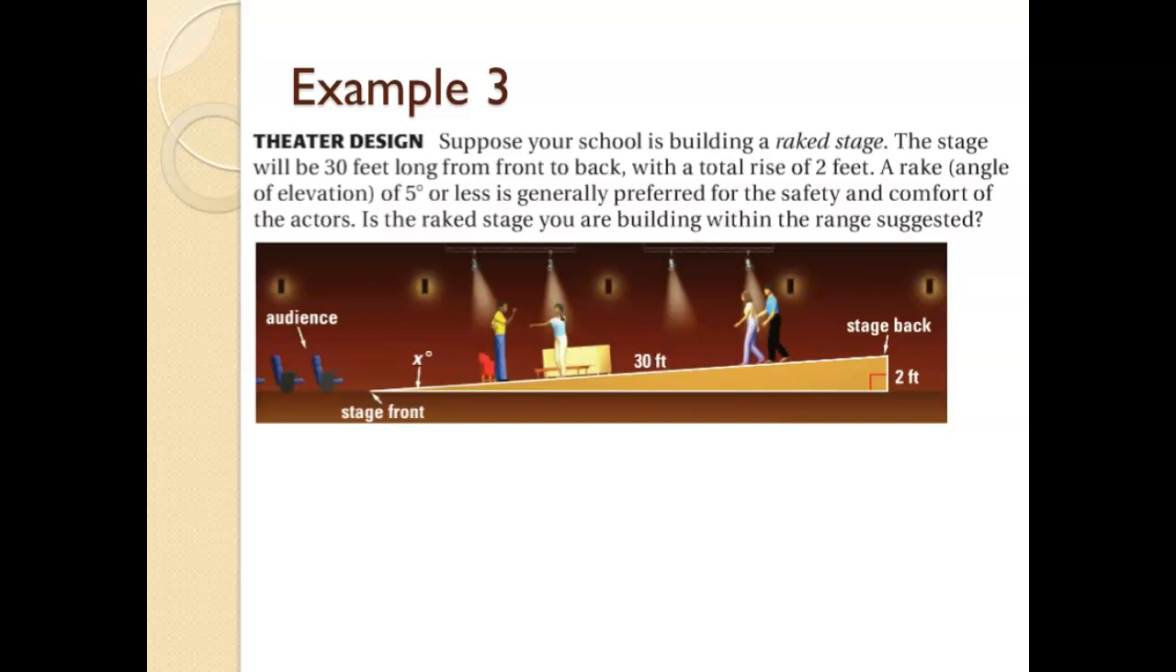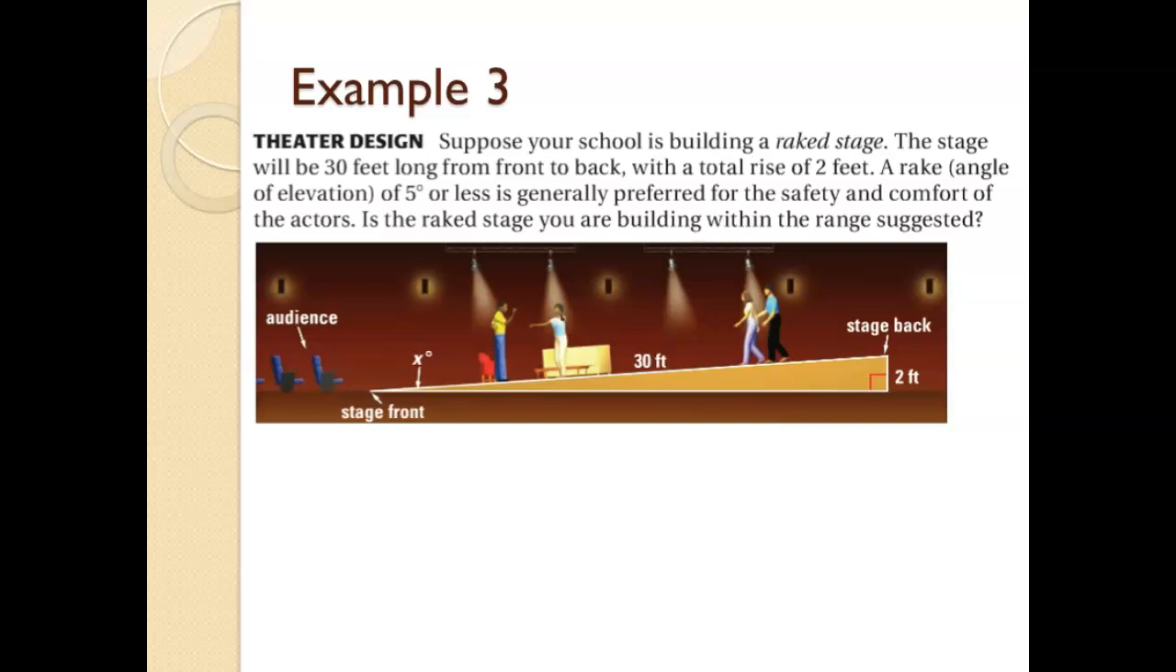All right, example 3. Suppose your school is building a raked stage. The stage will be 30 feet long from front to back, with a total rise of 2 feet. A rake, which is also an angle of elevation, of 5 degrees or less is generally preferred for the safety and comfort of the actors. Is the raked stage you are building within the range suggested?